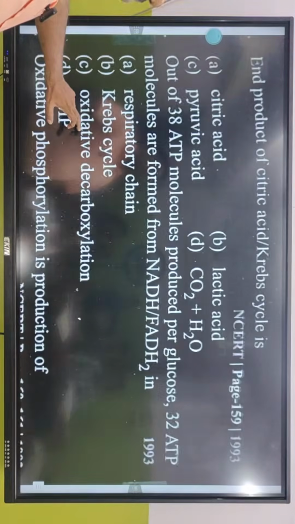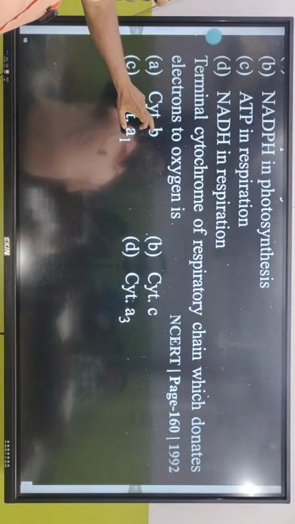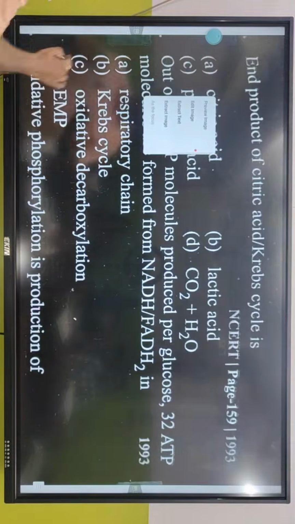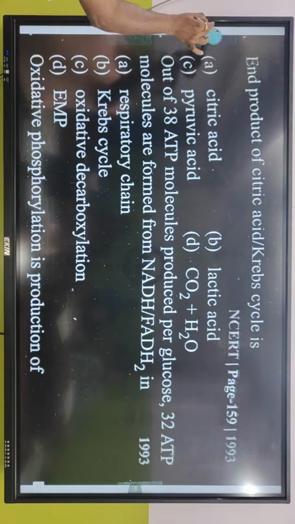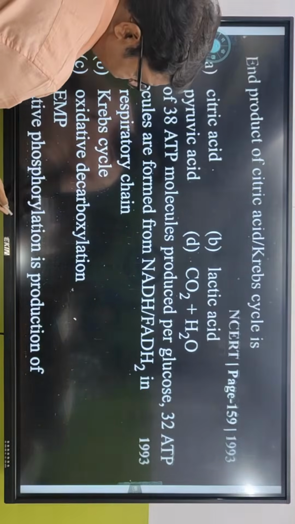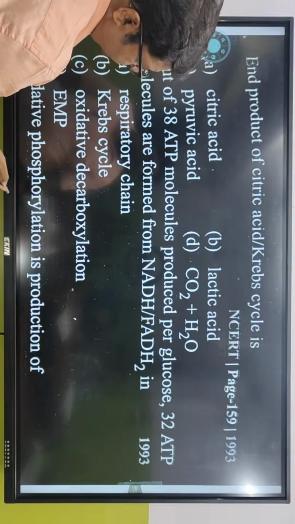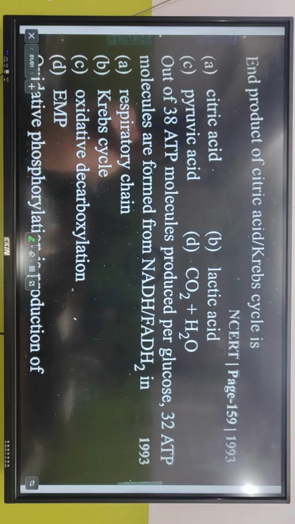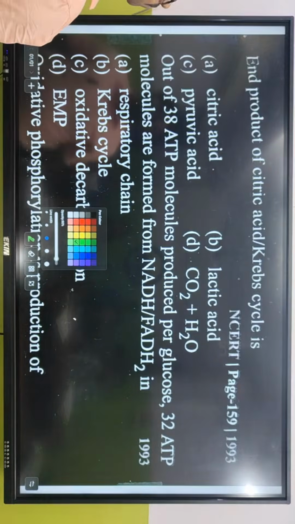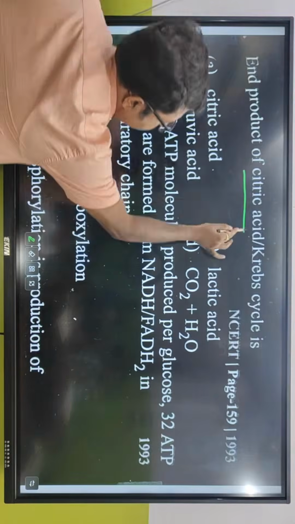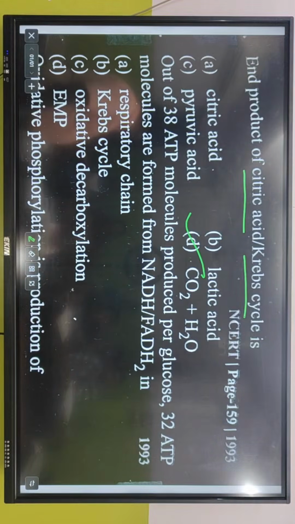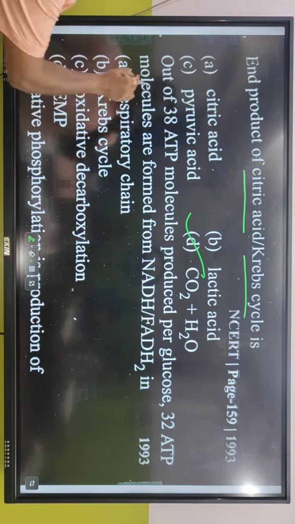Yes, end product. We have done this? No. Last day we have completed this. End product of citric acid or Krebs cycle is carbon dioxide and water. Carbon dioxide and water.